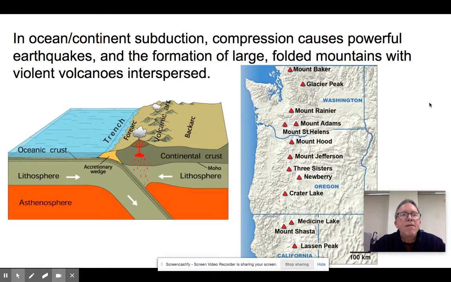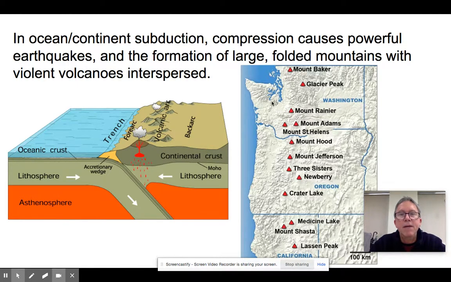Now, when I have ocean materials sinking underneath the continents, I still get volcanoes. I'm not going to get island arcs because I'm not going to get islands, but I will get what we call a volcanic arc. And it will, again, be about 300 kilometers in. One difference, though, is that we'll get folded mountains, because this continental crust has a tendency to crumple under the pressure of this. So we tend to get folded mountains with volcanoes embedded within them.